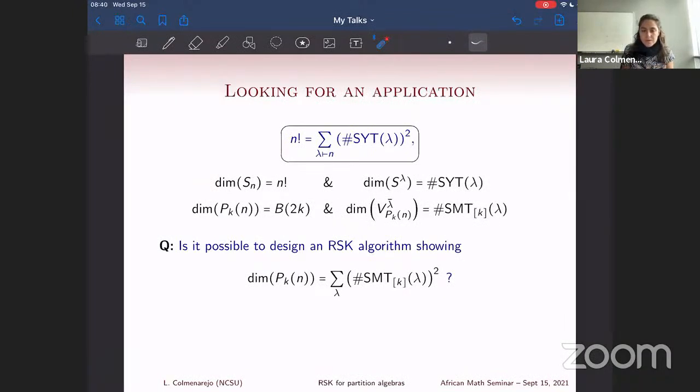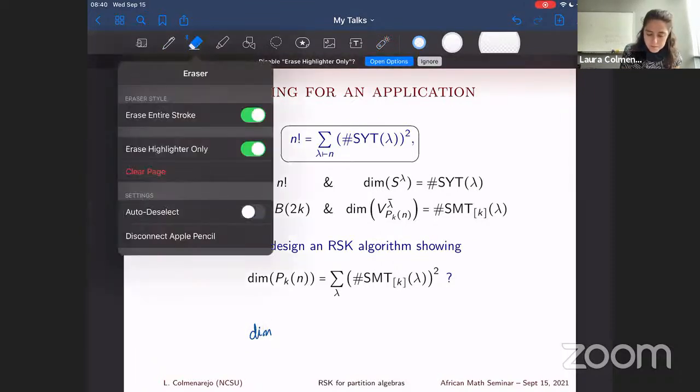So we wanted to figure out if there is a way of saying the dimension of PKN, which is the partition algebra, is actually the sum over squares of the same thing. Can we design an RSK algorithm that is going to solve this other identity? So the identity that we had before was the dimension, what was multiplying.